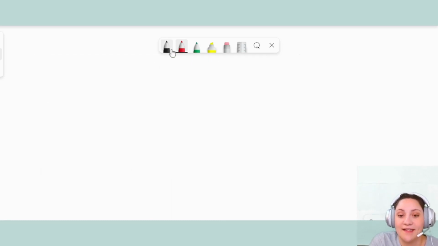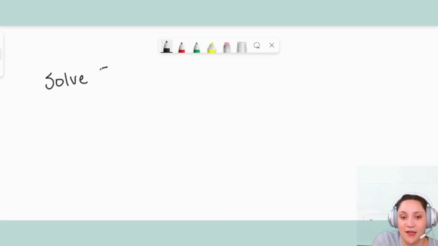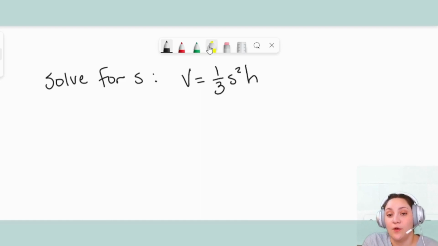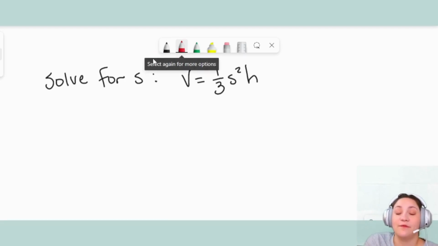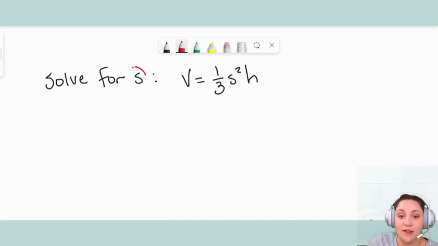So let's do an example. We want to solve this equation for s. This is the equation that we're given: V is equal to 1/3 s squared times h. What's most important for solving these equations is to remember what it is that you're solving for and not get lost in the weeds and accidentally solve for something else.